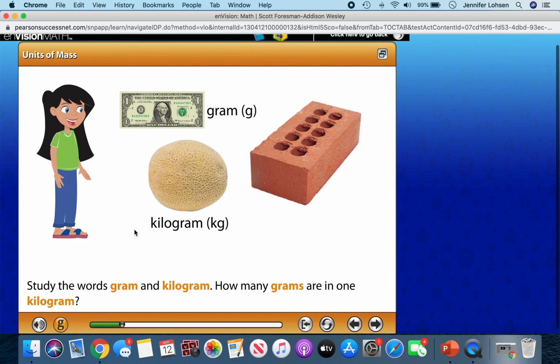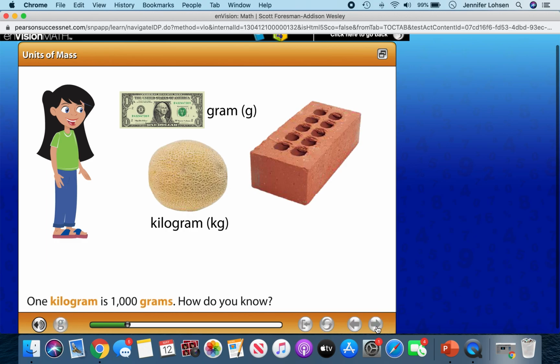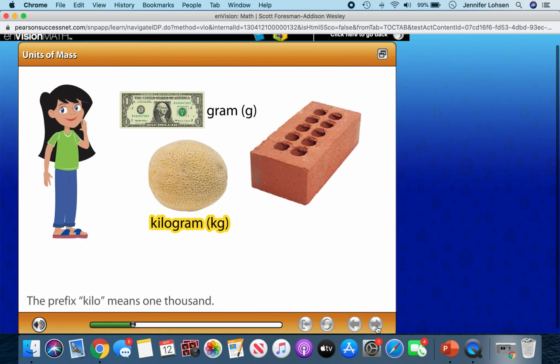If you remember, shout it out at your screen right now. I'm going to wait for a second. If you're shouting out 1,000, you are absolutely correct. So how many grams are there in 1 kilogram? There would be 1,000 grams. Bam, you guys just did a metric conversion and you didn't even know it. So smart. 1 kilogram is 1,000 grams. How do you know? The prefix kilo means 1,000.